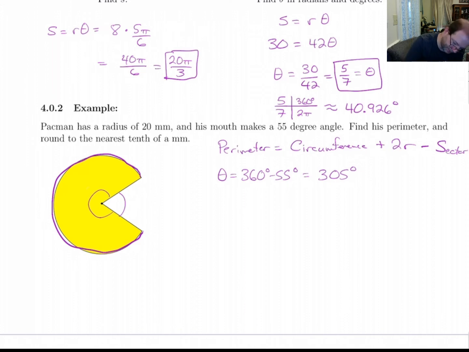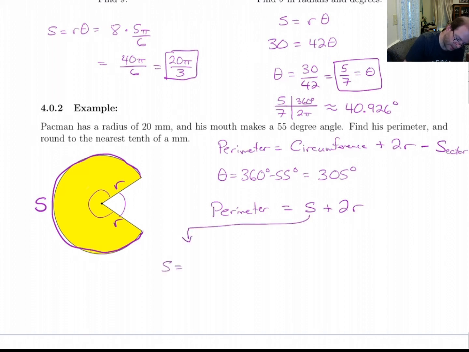All right. So this length is going to be, well, here's how I would do it. Let's call this S, R, and R. So it's going to be S plus 2R. Now S, let's find it. That's going to be, here's how I would do it.